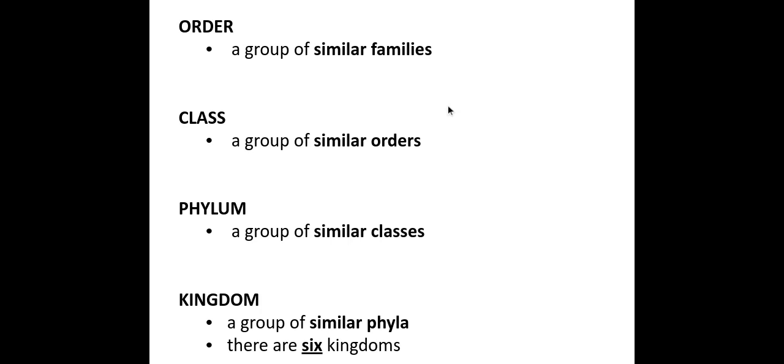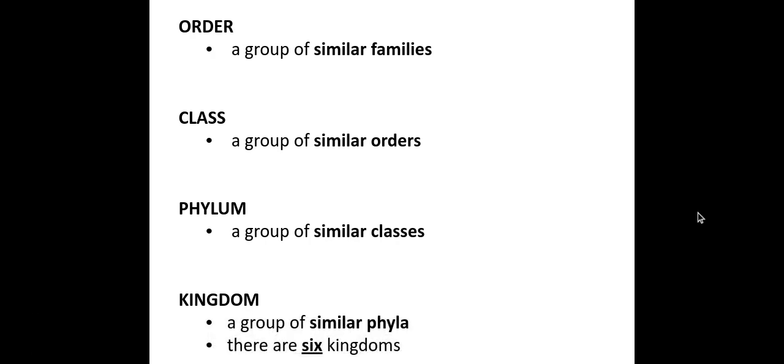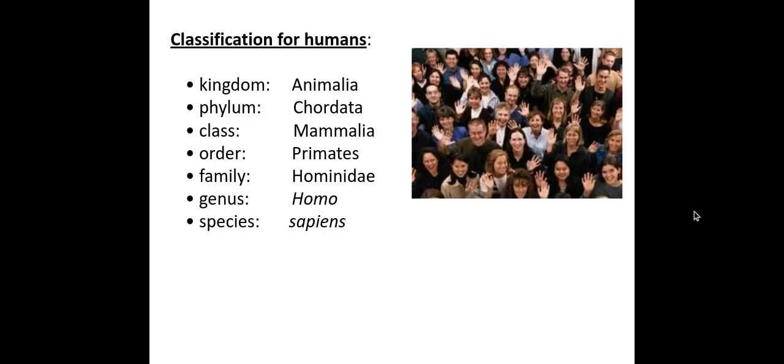And then getting more and more general, families get grouped into orders, orders get grouped into classes, classes get grouped into phyla, and phyla get put together into kingdoms. So a kingdom is going to have several different phyla within it, and later we're going to be talking about six major kingdoms. So here's us as a particular species.